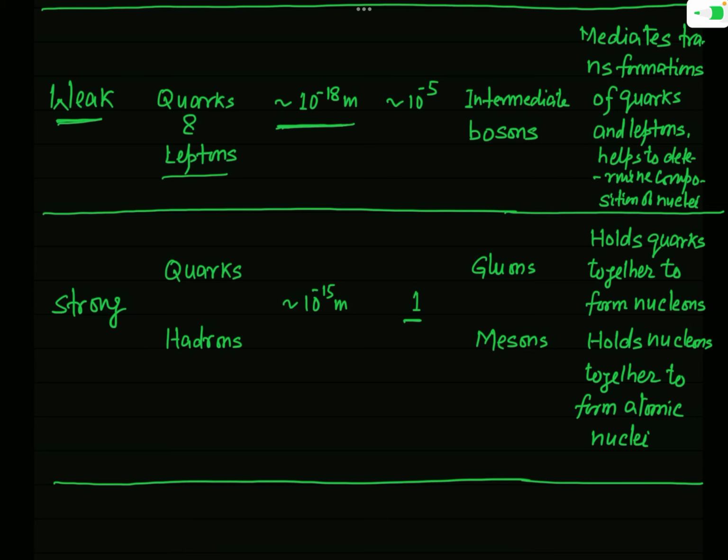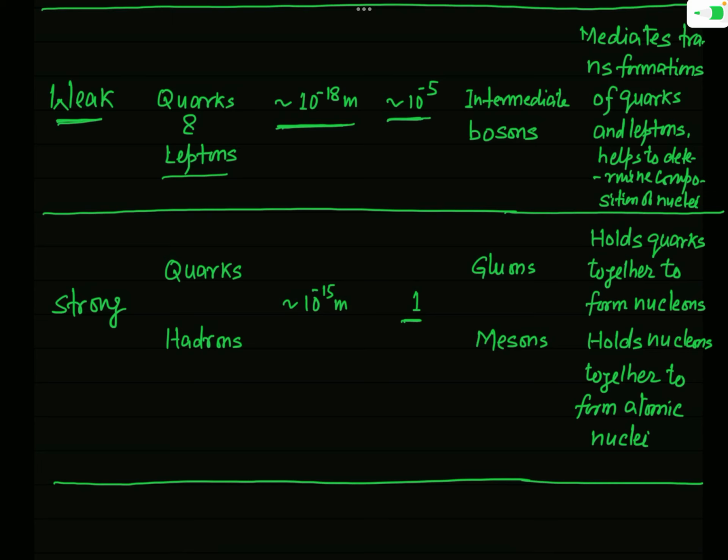Okay. And what is its relative strength? Its relative strength is in fact of the order of 10 to the power minus 5. You can see, if we consider that the strength of a strong force is 1, then compared to that value of 1 of a strong force, it is of the order of 10 to the power minus 5. It means you can say that this weak interaction is almost 1 lakh times weaker than the strong force.